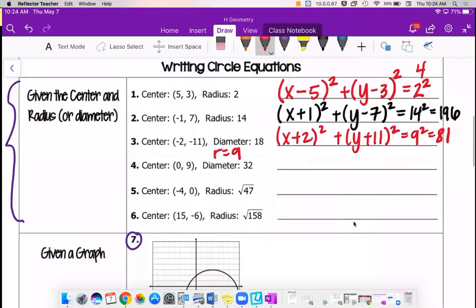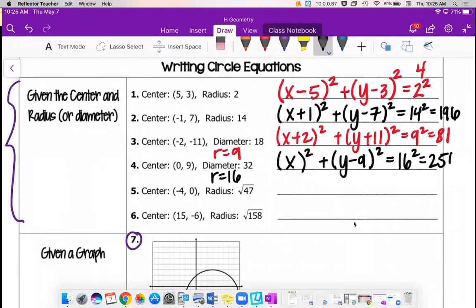Okay, and then, oh, this one's interesting. If you have 0, so this one would really be like x plus 0 right here. So we can write it as just x squared because the plus 0 is not going to change anything. And then plus y minus 9 squared. Remember, we're switching signs, equals, okay, they gave us the diameter again, so we're going to cut that in half. 36 divided by 2 is 18, so this becomes 18 squared. If you plug that in your calculator, this just becomes 324, and I don't care how you write it.